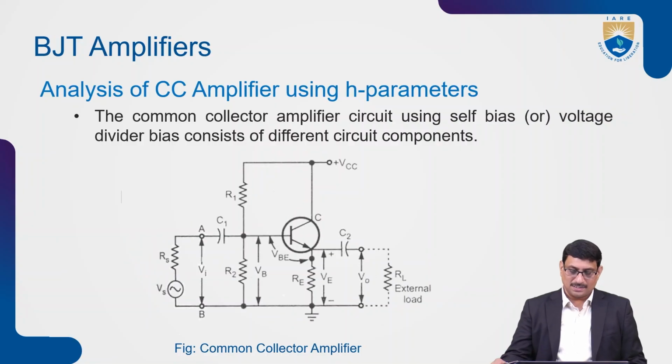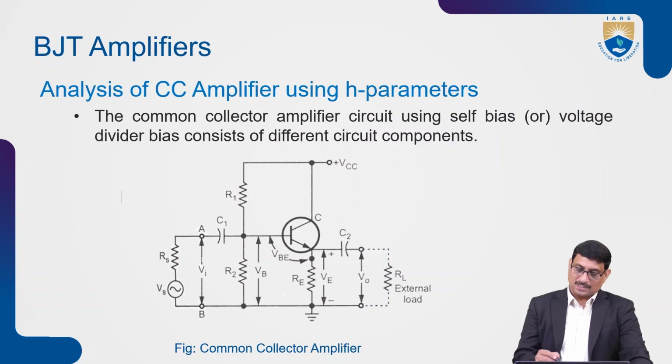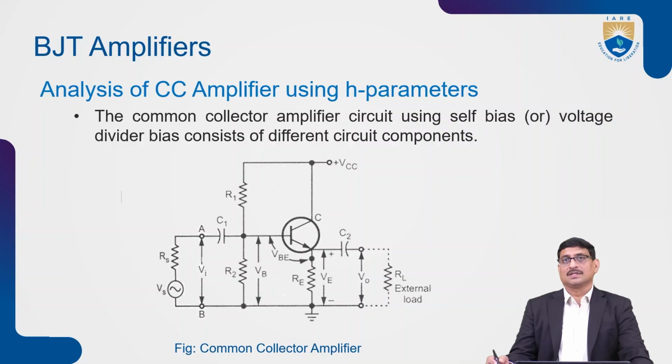It consists of two capacitors, C1 and C2. In the common collector amplifier, the output is taken across the emitter terminals. Therefore, the emitter resistor is not bypassed by a capacitor here. Across the emitter terminal we take the output through the capacitor C2.